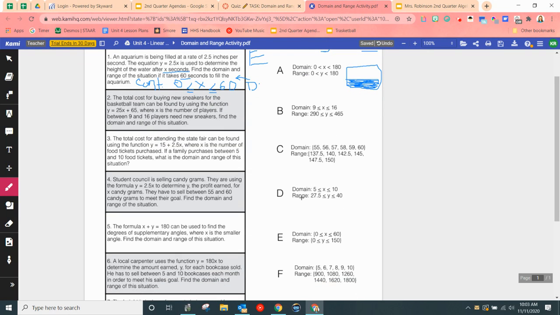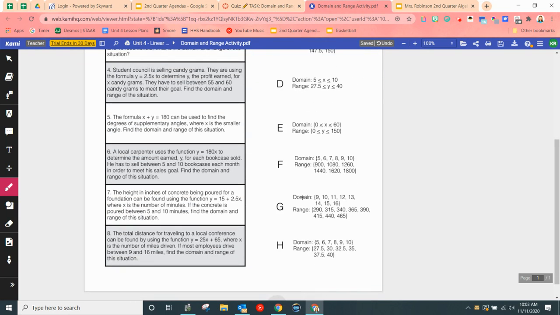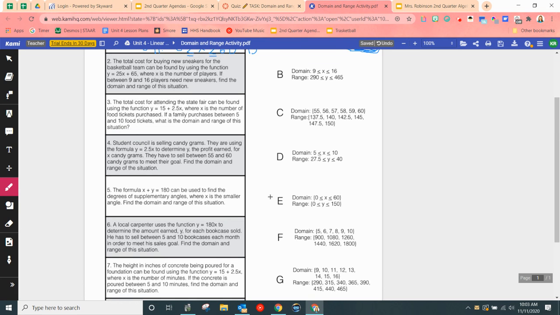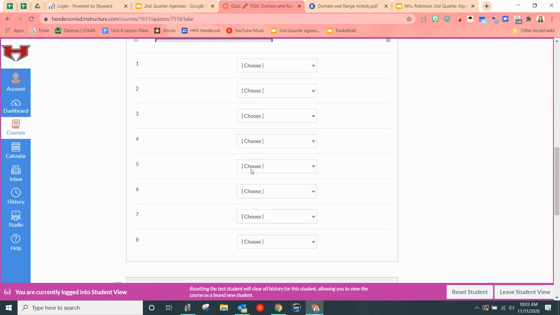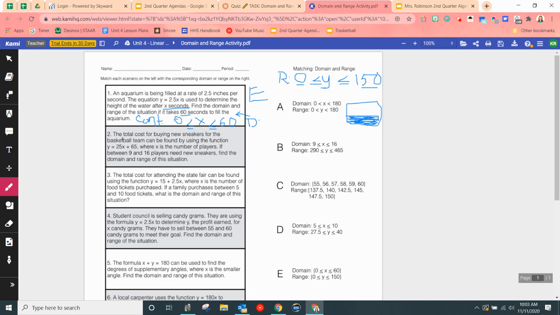Okay, so now I think I'll just do number 2 with you guys. So number 1, we said is going to be E. So now let's do number 2. The total cost for buying new sneakers for the basketball team can be found by using this function. So this is the cost of our sneakers. X is the number of players. Okay, so that's important. X is our domain. Remember, domain is X. It's the number of players. If between 9 and 16 players need new sneakers, find the domain and range of the function.